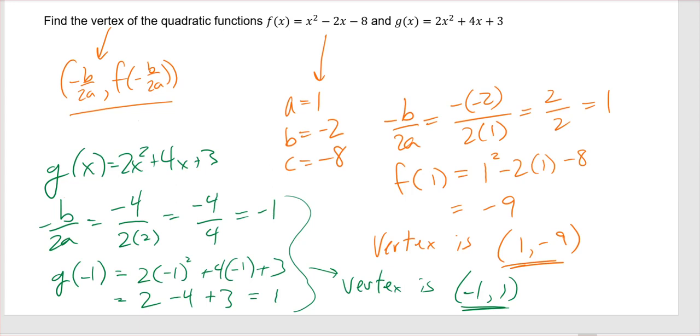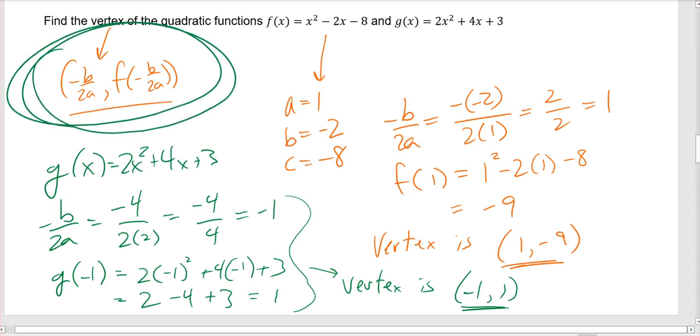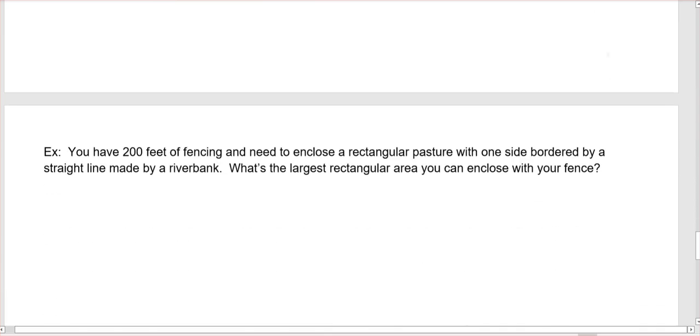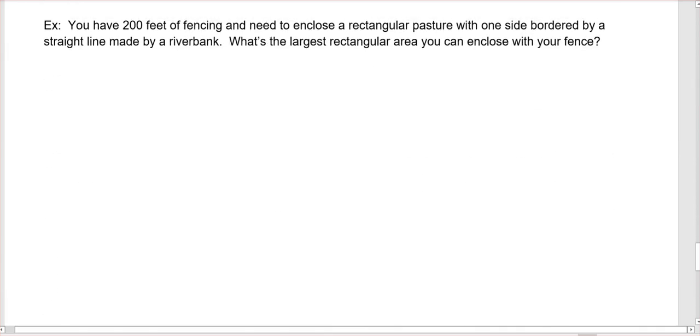All right, so we can either complete the square or we can use the nice little formula that we've got, and we can find the vertex. All right, so I think we've just got one more problem here. We want to do an application problem.